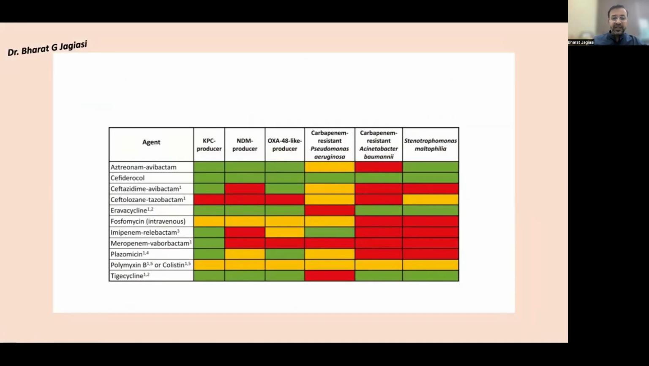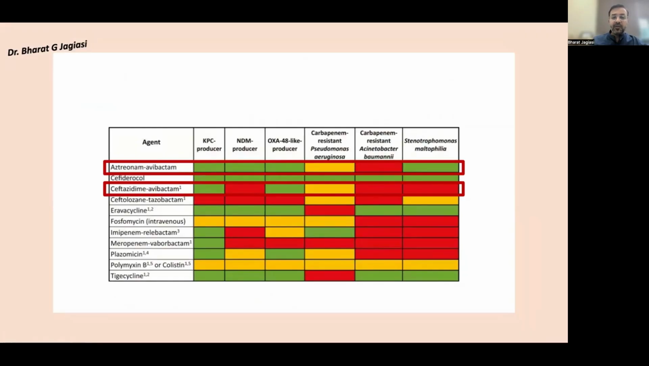When we look into the various antibiotics, aztreonam-avibactam is a combination which has been used. The rationale I will discuss in the next few minutes. It can be used in KPCs, NDM, and OXA-48, and also in Stenotrophomonas maltophilia. Ceftazidime-avibactam could be used in KPCs and OXA-48.